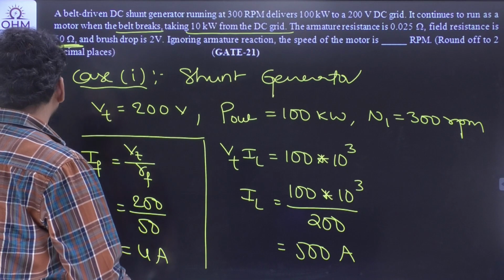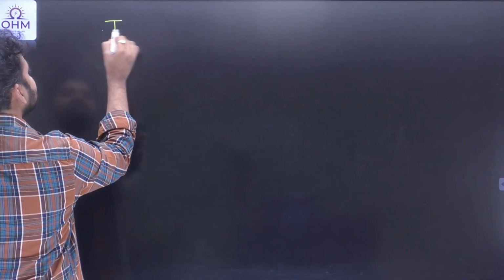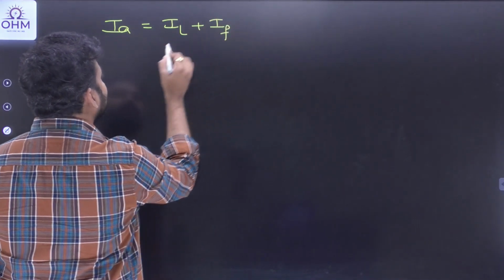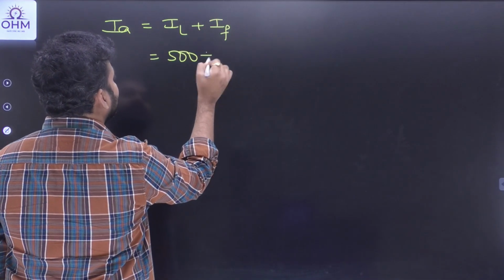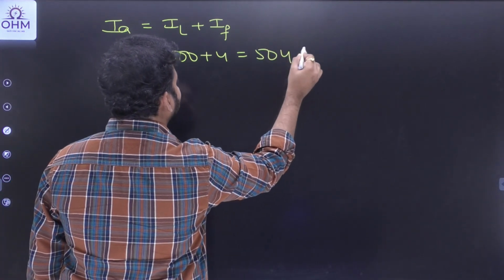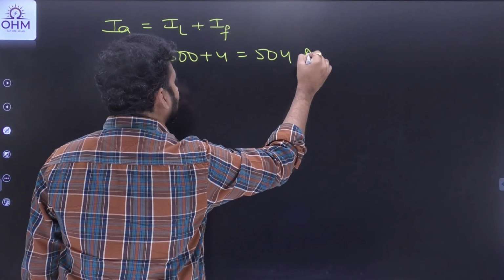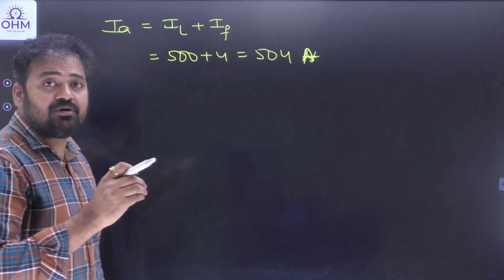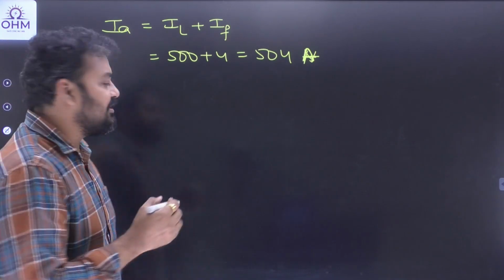Therefore, what is the armature current? Yes, we know in a shunt generator, armature current is equal to line current plus field current. 500 plus 4, that is 504 ampere. That is the armature current. Once I got the armature current, I can find out the generated EMF.